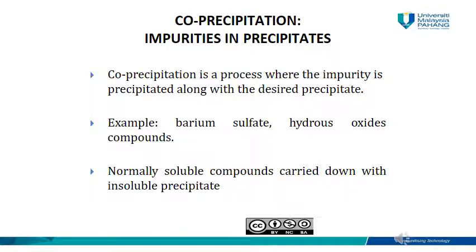When we talk about co-precipitation, we always refer to the impurities in precipitates. This is a method that commonly happens, and it is not easy to be removed, because sometimes we cannot control these impurities. So what is co-precipitation? Co-precipitation is a process where the impurity is precipitated along with the desired precipitate.